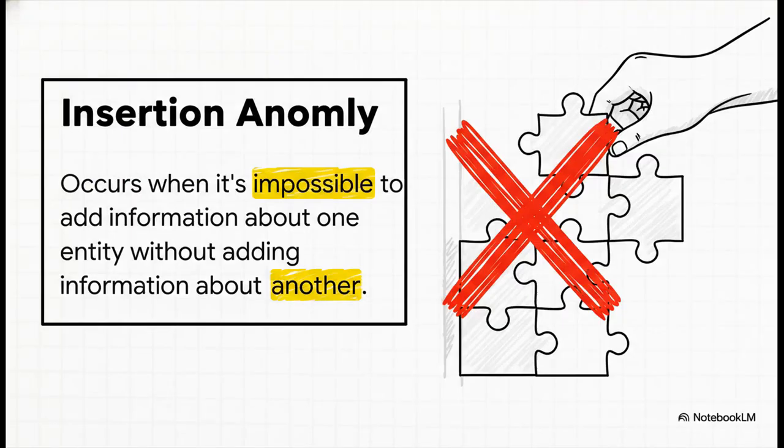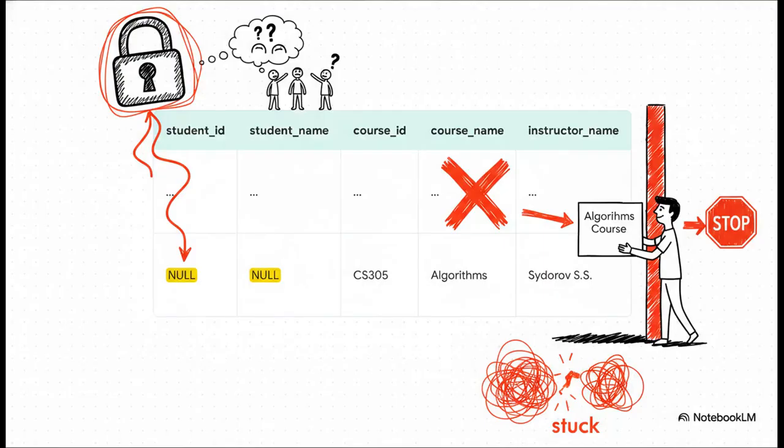First up, we've got the insertion anomaly. This one's kind of sneaky. It's a problem where the very structure of your table stops you from adding information that is perfectly valid. This slide shows you exactly what I'm talking about. Let's say we want to add a brand new course, algorithms, but no students have signed up for it yet. Well, with this table, we can't. Because the student ID is a key part of the table, it just can't be empty. The database will flat out reject the entry and we're just stuck.